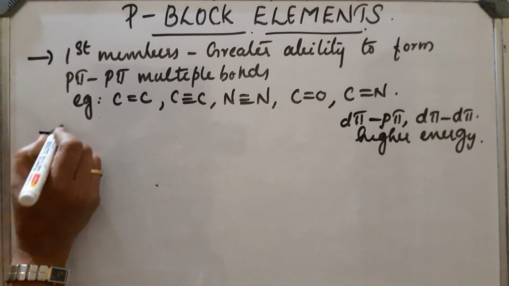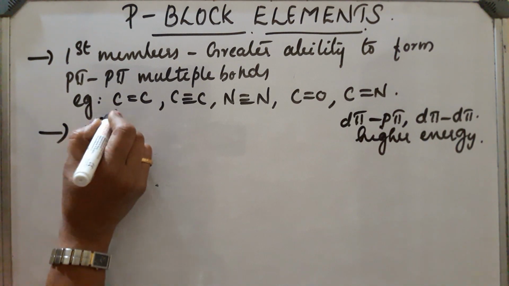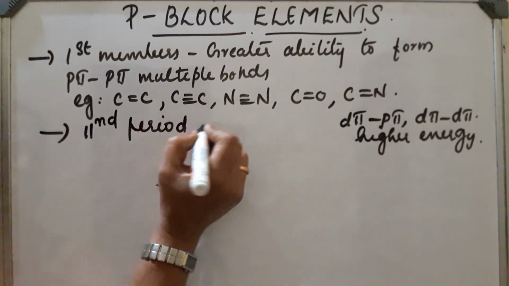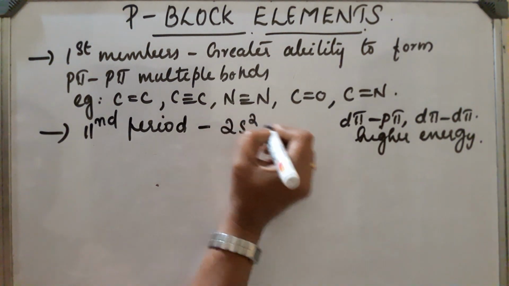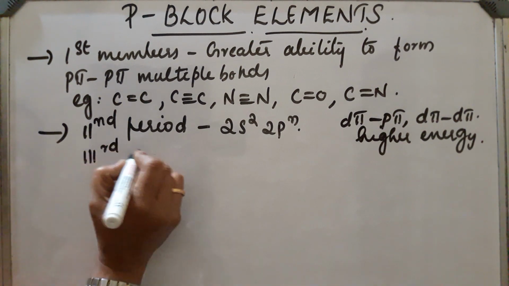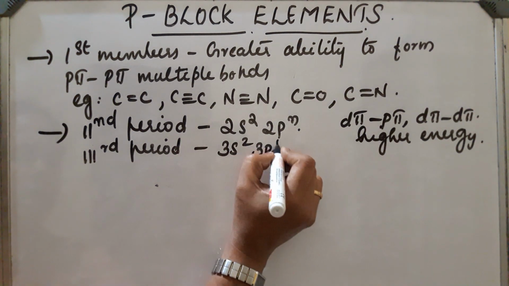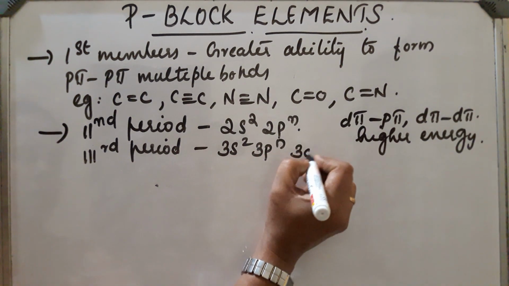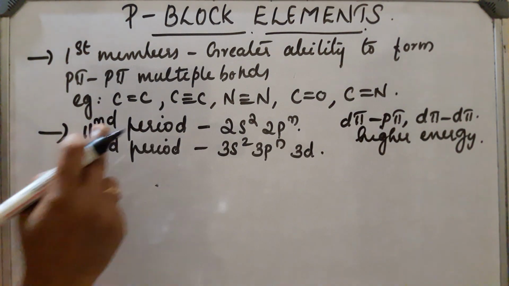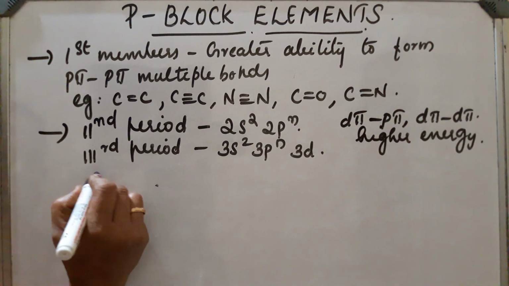Next, the second case. In the case of the first members, that is second period elements, the configuration will be 2s2 2pn, but from the third period the configuration will be 3s2 3pn. Then before 4s, there is a vacant 3d orbital. In the second period, there are no d orbitals.